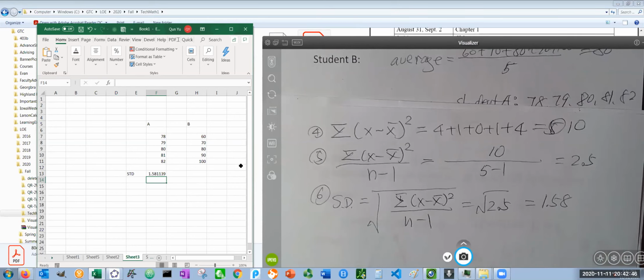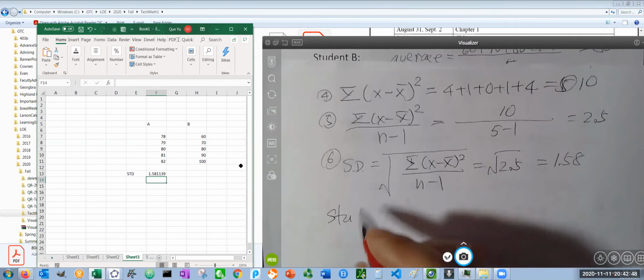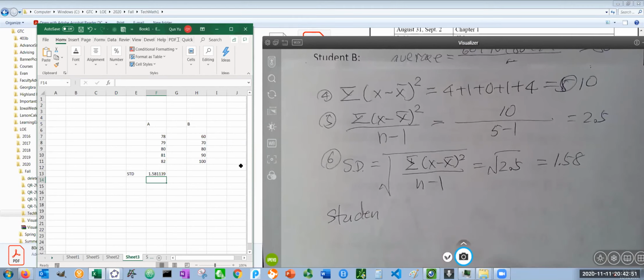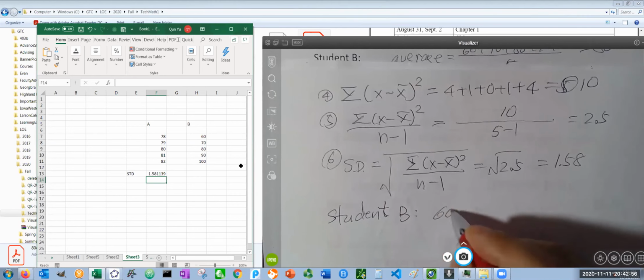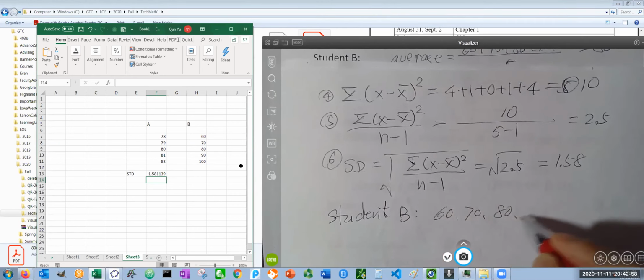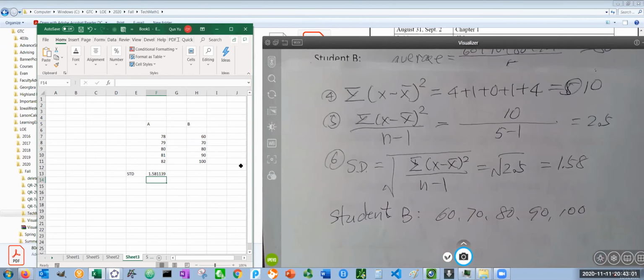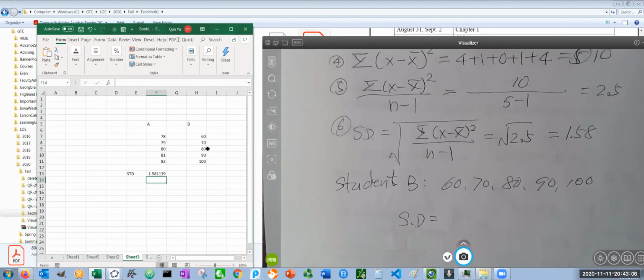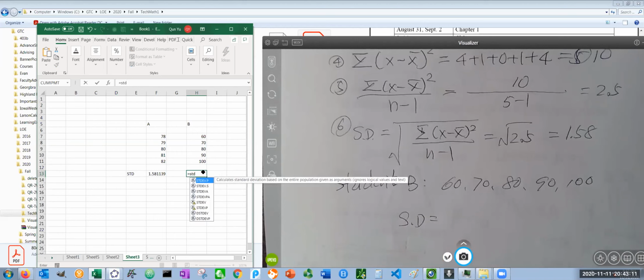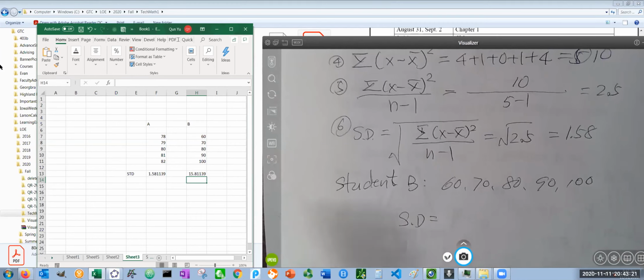Now for student B, it's much easier because we just use another standard deviation function. We have 60, 70, 80, 90, 100. That's our data set. Now standard deviation from Excel. I already copied these numbers here. So I do another one, equals STD dot S. Now highlight the data set and close it. 15.81.